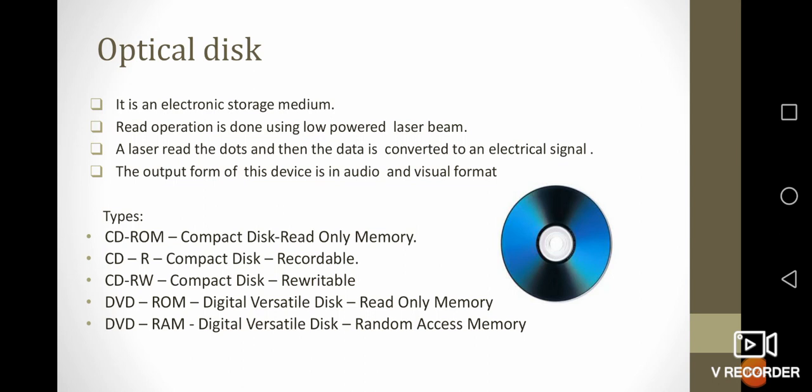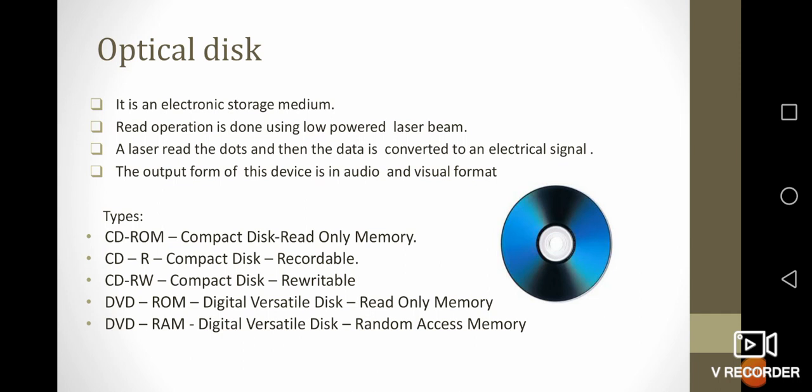Next, we are moving on to DVD-ROM. That means digital versatile disk read-only memory. This is mainly used for storing a large amount of data in read-only memory. Next one is DVD RAM, that is digital versatile disk random access memory. That means it can be changed.